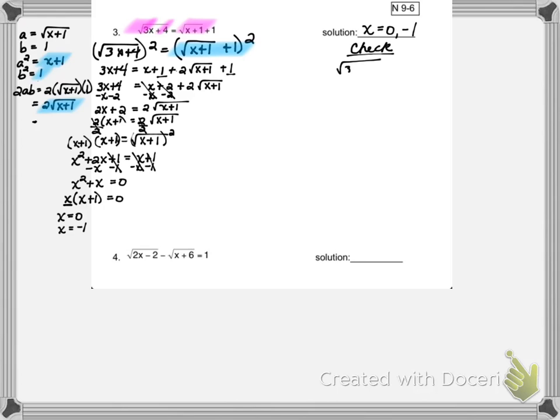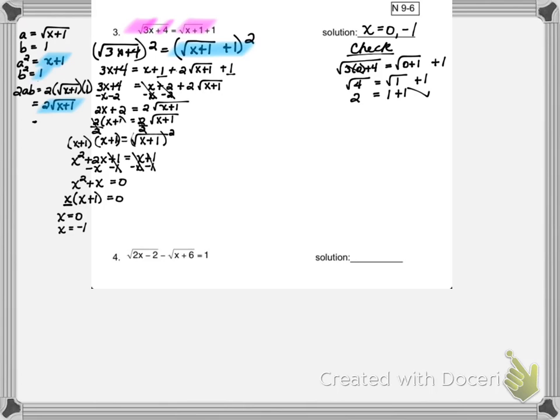The square root of 3 times 0 plus 4 is equal to the square root of 0 plus 1 and then plus 1 out from under the radical. Alright, 3 times 0 is 0, so that ends up just being the square root of 4 plus the square root of 1 plus 1. The square root of 4 is 2. Square root of 1 is 1. 1 plus 1 equals 2. So 0 checks as being an answer that will work.